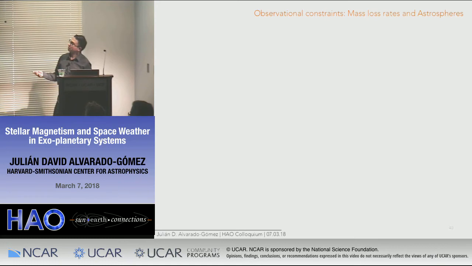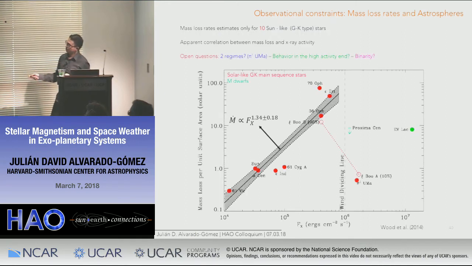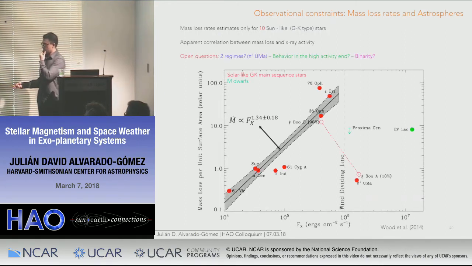The thing is, for mass loss and astrospheres, there are very few observational constraints. We only have some estimates of the mass loss of 10 sun-like stars. This is the plot, taken from a paper from Brian Wood and others. Basically, what you're seeing here is the mass loss normalized by the surface area of the star in solar units. So our sun is here. And this axis is the X-ray flux at the surface.